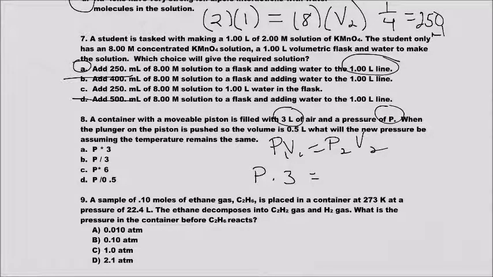On the other side, it says we're solving for the new pressure. So I'm just going to put a question mark because writing P again might be confusing. And I've got half a liter. So these would be multiplied. Okay, so I'm solving for my question mark, which is the pressure. So I've got to divide 0.5 to the other side. So 0.5 goes into 3 6 times. So my answer would be P times 6, which is answer C.